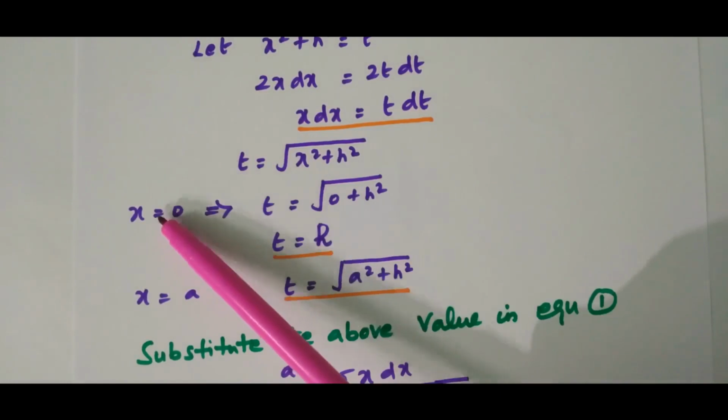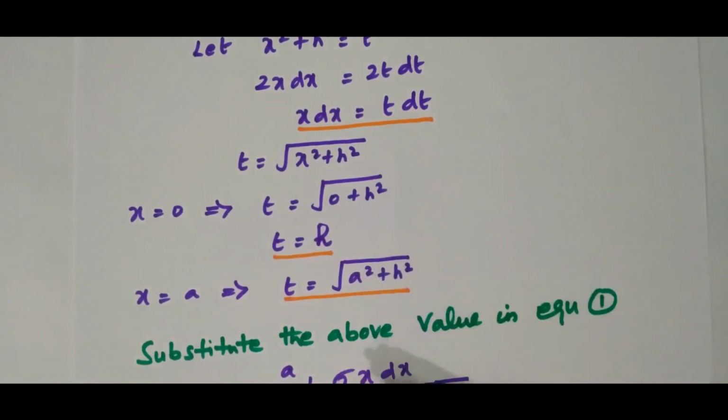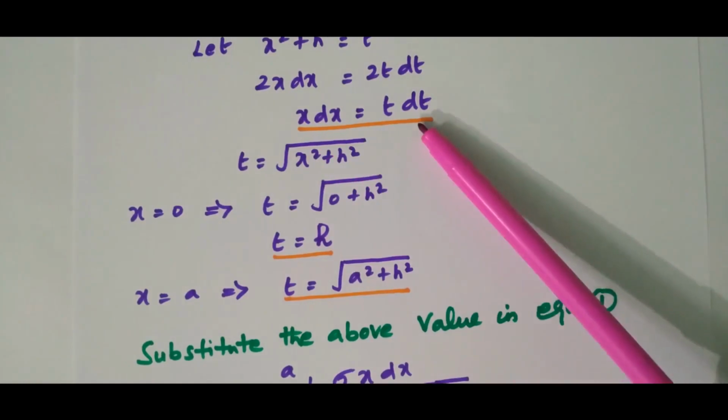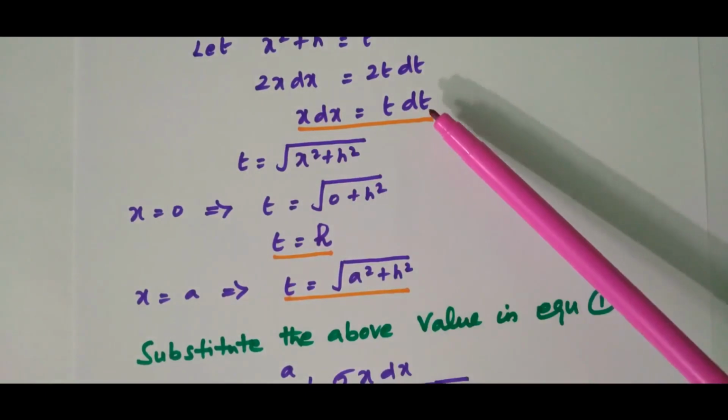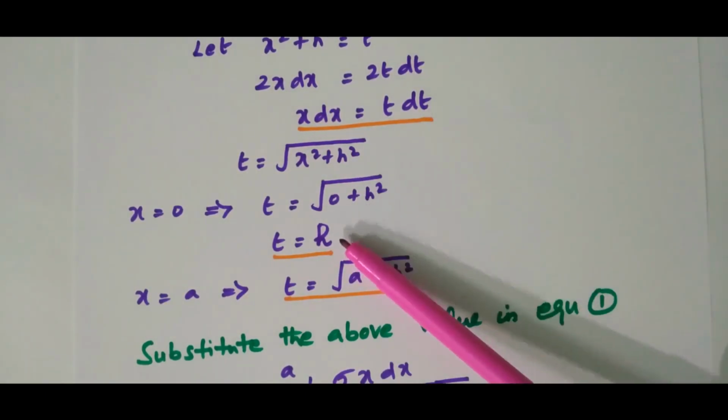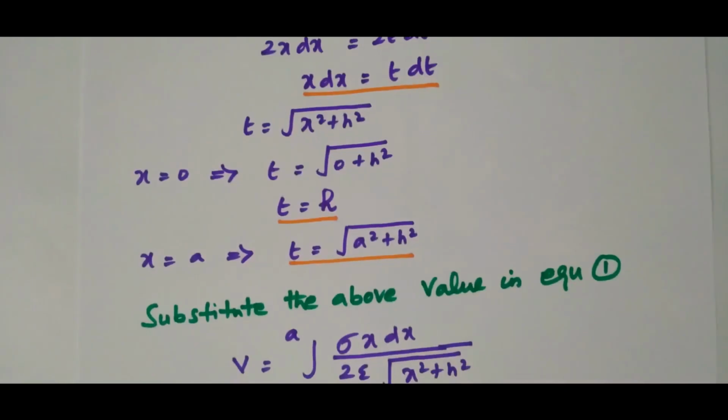Now the limits also transfer into t terms. Similarly, for the upper limit, substitute x equal to a here, so that t equal to square root of a square plus h square. Now the upper limit is also in t terms. So this is the lower limit corresponding to t, and this is the upper limit corresponding to t. This will be the substitution. x dx can be replaced by t dt. Now we'll replace this value, the lower limit and upper limit, in equation 1.